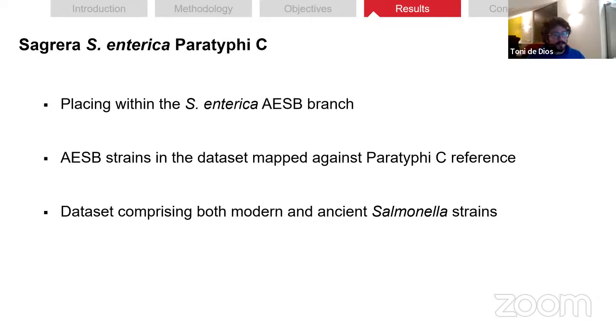So now that we know that Paratyphi C is the most plausible agent, what we did is try to place it in this phylogeny called the ancient European superbranch of Salmonella enterica, which is basically a conglomerate of different zoonotic Salmonella enterica serovars. We try to locate it because those mapping analyses are not completely precise, and our sample could be falling outside this tree or in a different serovar. So we have to be sure that it's Salmonella enterica Paratyphi C.